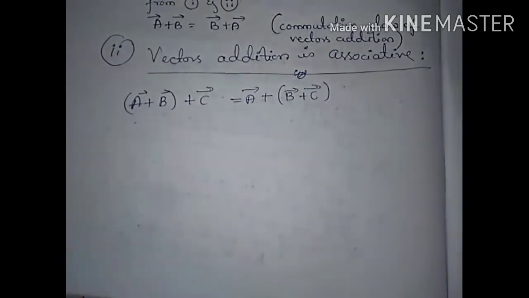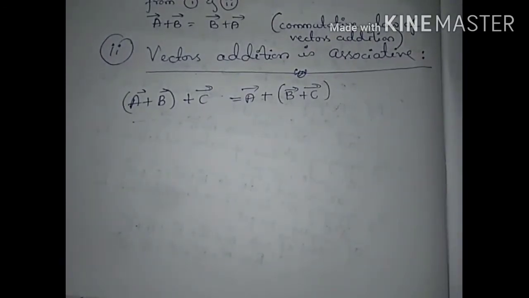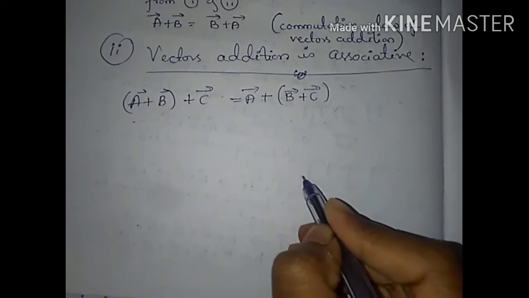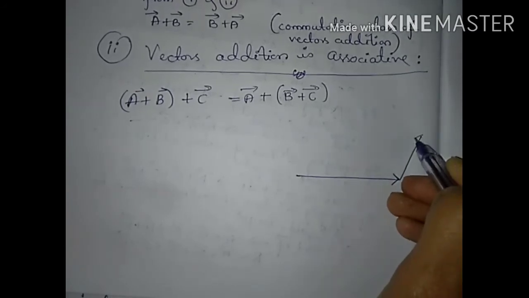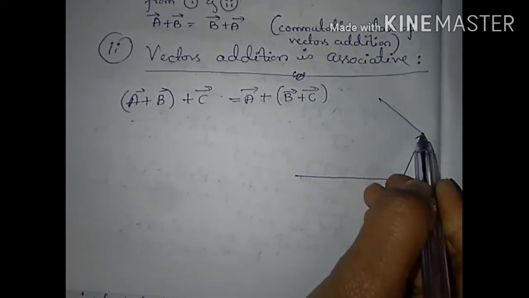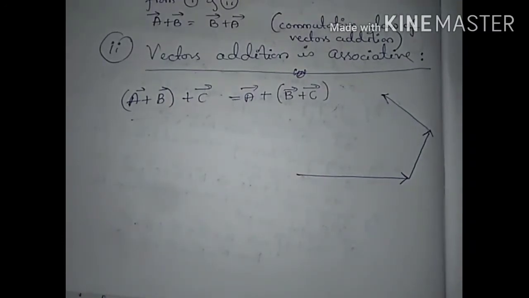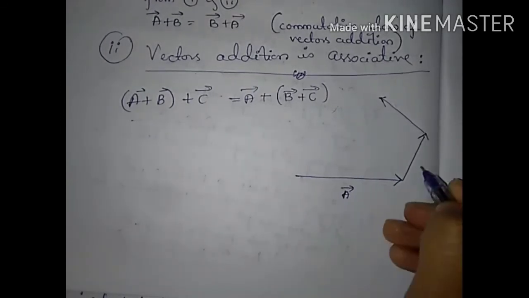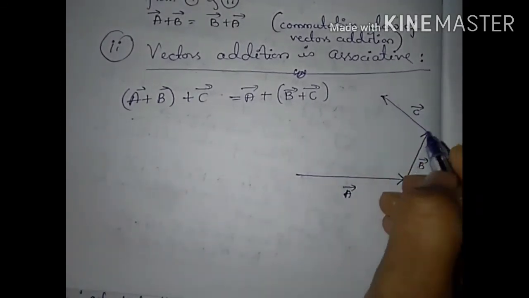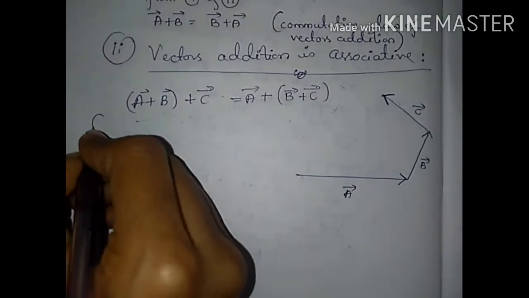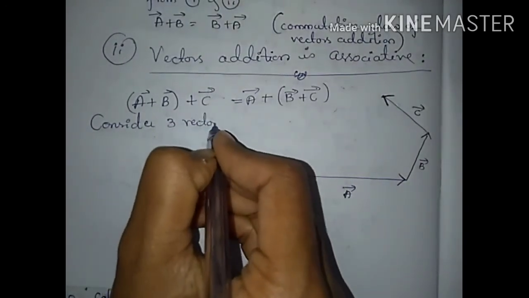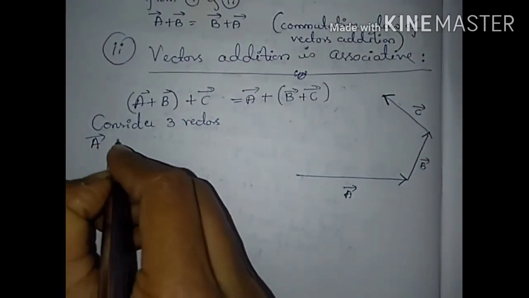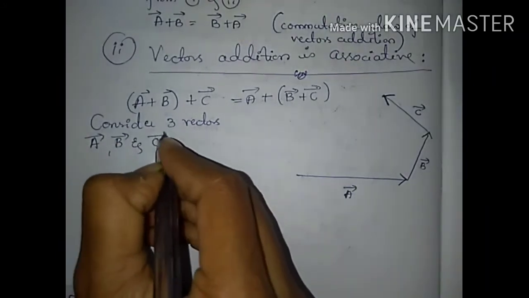So to find this associative law, we need to have the three vectors. Let's suppose this is vector A and vector B and vector C. So you have three vectors which are arranged in a particular order. So this is vector A, vector B, vector C. So you have three vectors. Consider three vectors, vector A, B and C.